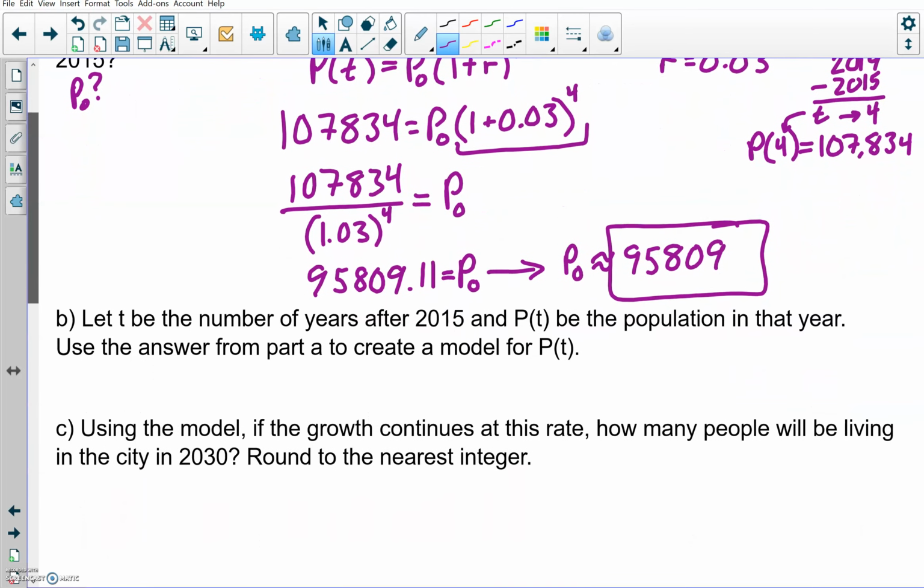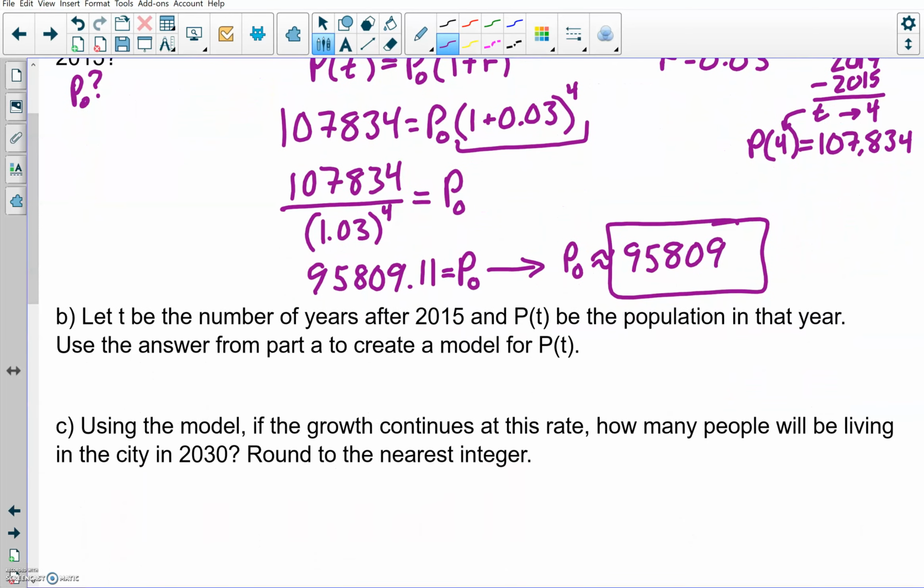All right. Then in part B, they say let T be the number of years after 2015. So really, in 2015, T equals 0. That was your starting year. And P of T is going to be the population in that year. Not the year 2015, but P of T is the population in some generic year, T years after 2015. So that's what they mean by that.